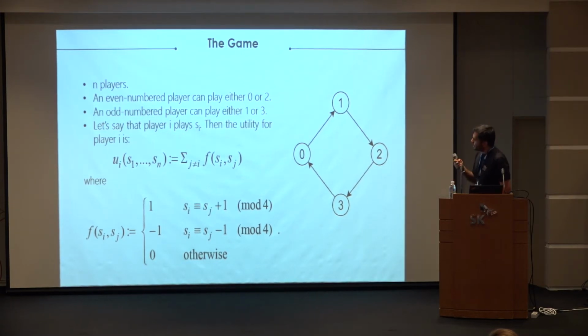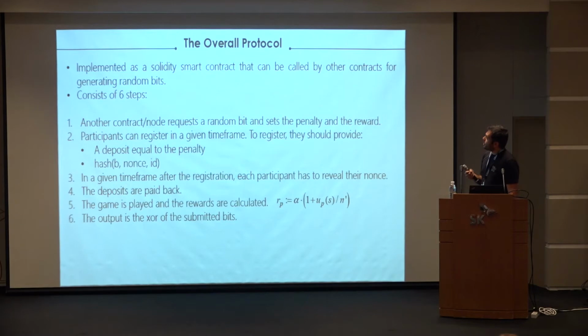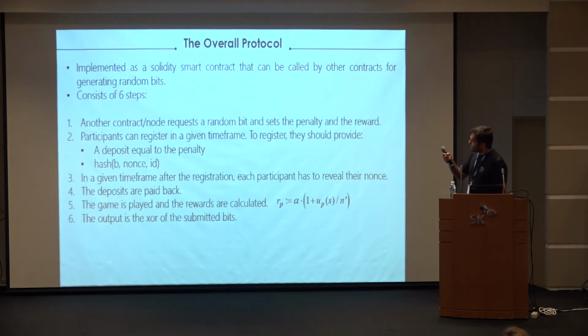So we take this game that has this nice property and plug it into commitment schemes. So our overall protocol, which we actually implemented as a Solidity smart contract, consists of these 6 steps. In the first step, another contract requests some random number and also sets the penalty for walking away and the reward for generating the random number. And then, just like the commitment schemes, participants can register in a given time frame. They have to give a deposit.